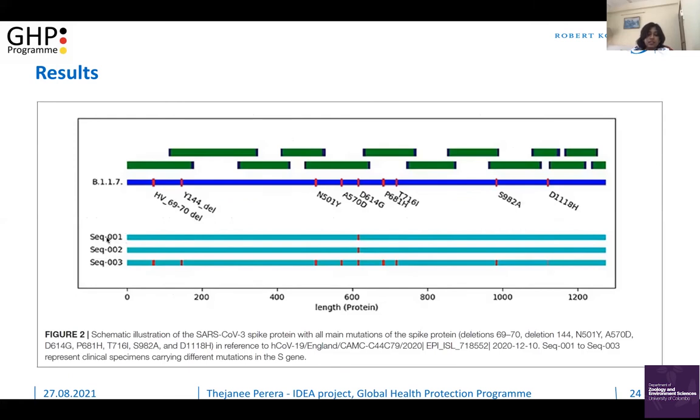Here you can see the three samples, sequence 1, 2, and 3, are the three patient samples who were infected with the B117 variant. You can see that in sequence 3, you can see all the 8 mutations except for this H69, which was not detected by the AmpliCov assay.